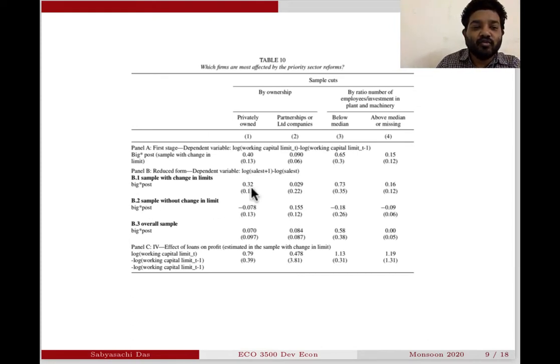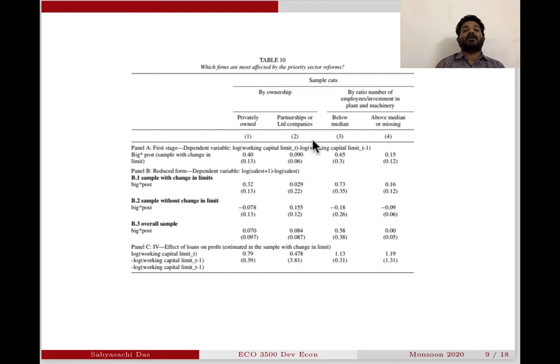This is trying to show which are the firms that demonstrate the higher impact. So they cut the data by ownership of firms. They look at private ownership versus partnerships or limited liability companies, and what they find is that it's the privately owned firms that are experiencing most of this effect. So their credit growth is much larger than the increase for the partnerships or limited liability companies.